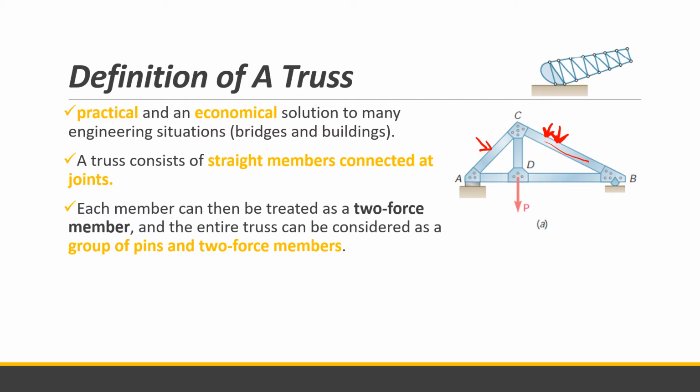That is in the case of a frame. In a frame, you can apply loads on its members themselves. But in our truss, you can only apply loads on its joints. So it is C, D, and B. For example, here we applied a load at D, which is load P.